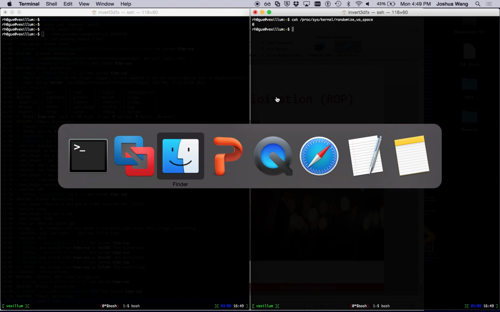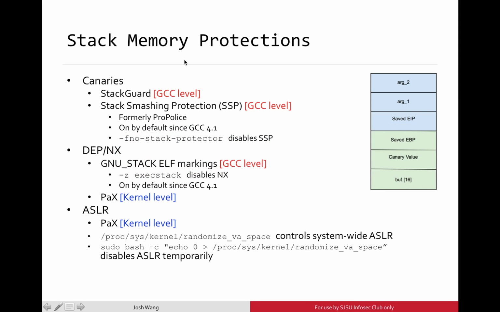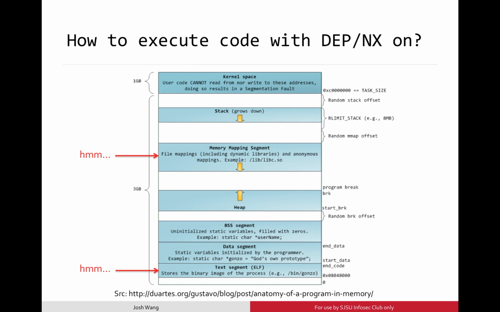Going back to the PowerPoint. We covered that. DEP/NX presents a problem. In a typical buffer overflow attack, you want to put shellcode on the stack and try to execute it. But if the stack is marked as non-executable, then that doesn't work. So how can we still execute code with DEP and NX turned on?